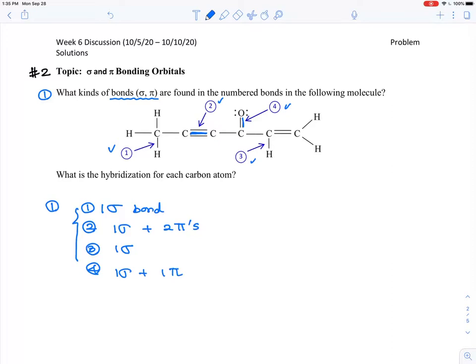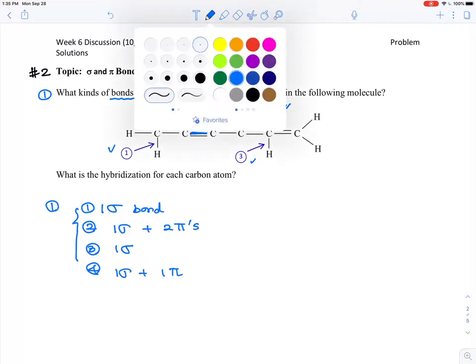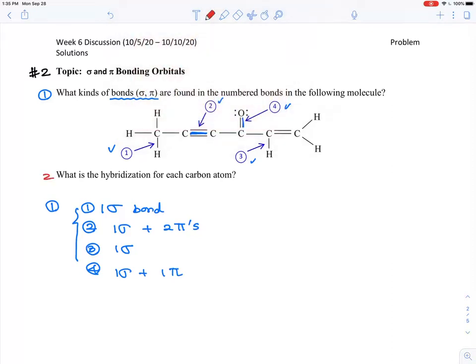So the second problem, let me highlight it here in a different color. What is the hybridization for each carbon atom, left to right? So I'm going to write it in here: 1, 2, 3, 4, 5, and 6. Okay, let me clean up a little bit here and there, so don't get distracted by those. Let me go back, and this is number 2.